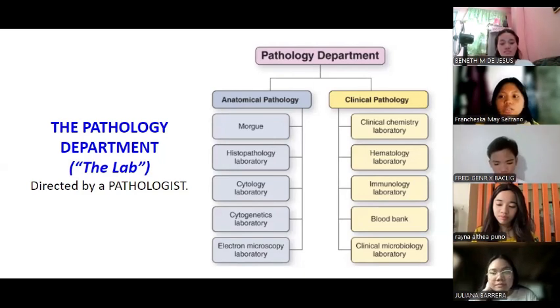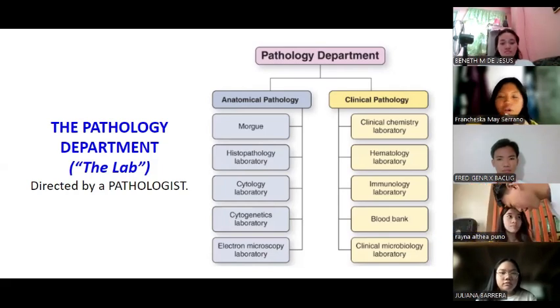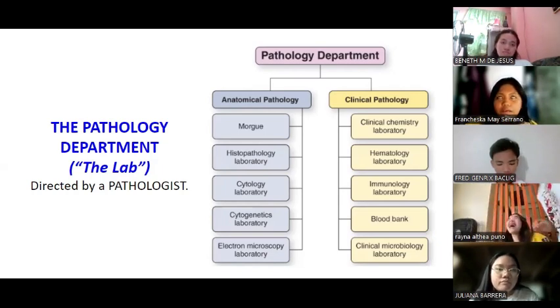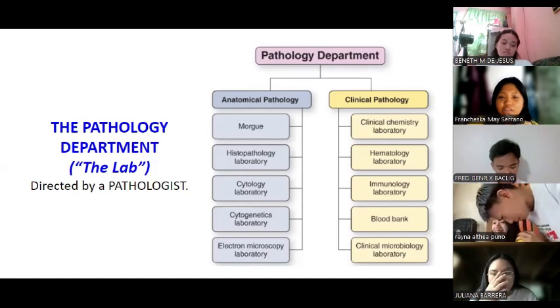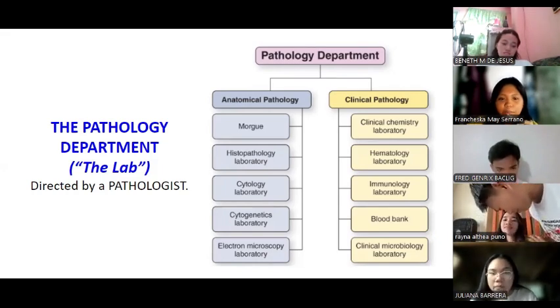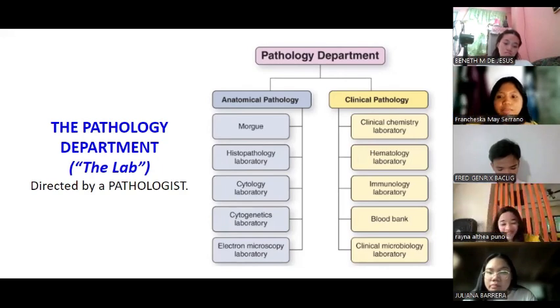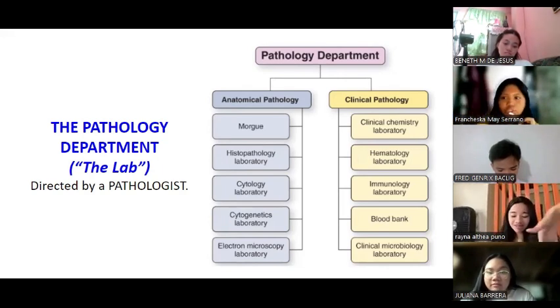So it can be someone who has a four-year degree program like a medtech or a biology graduate na mag-specialize to be a pathologist. And I think it's 2 years. So, all those specimens na discussed natin earlier, that will be sent to the pathology department or the laboratory. And it depends on which major division siya mag-send.